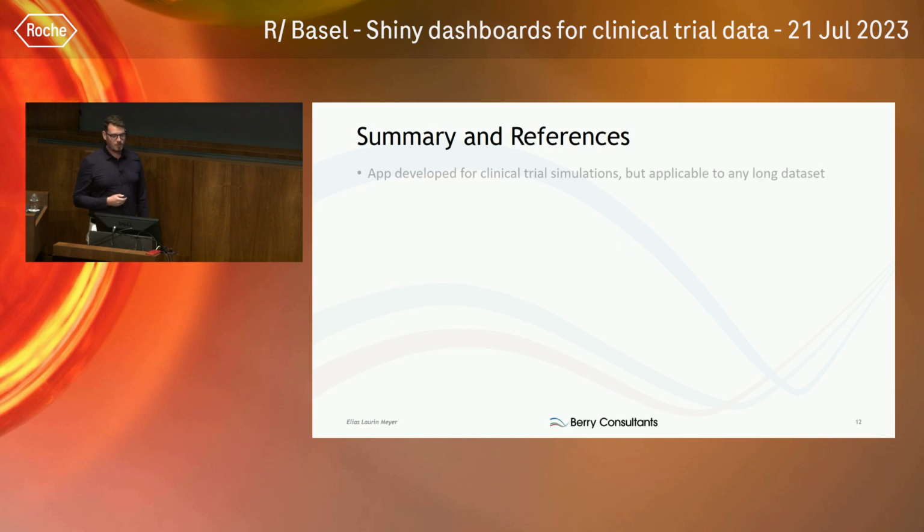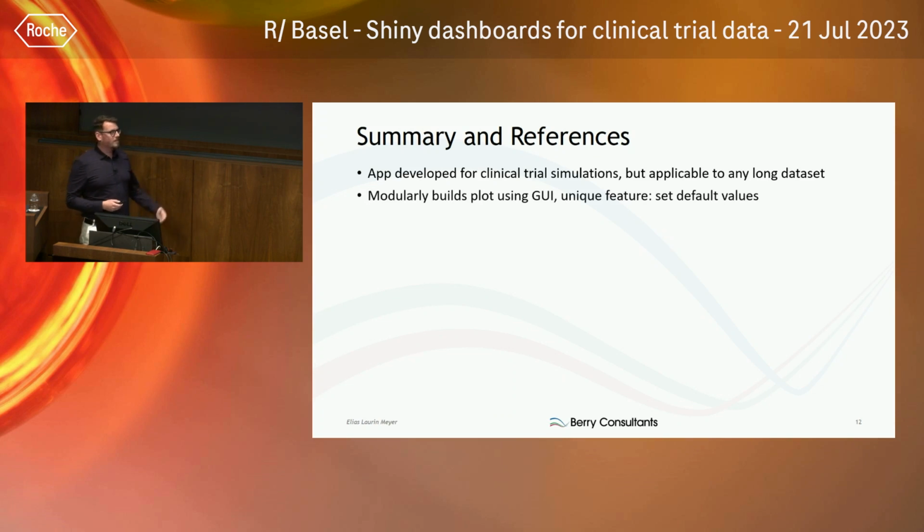So really the summary here is that this was developed with one specific goal, and that is: if you have a clinical trial simulation study with many different simulation input parameters, how can you efficiently explore the results that you have if you don't know a priori which dimensions interest you? But in theory, this is applicable to any long data set that meets the requirements. Then the plot is modular, and you add more and more aesthetics as you go. You set the default values.